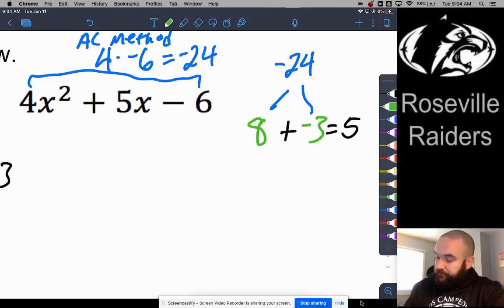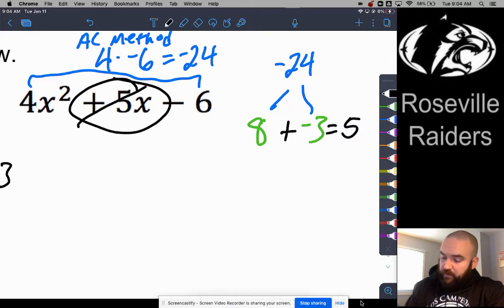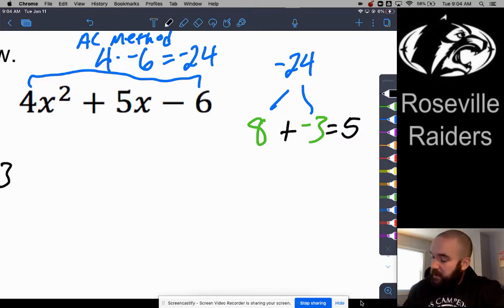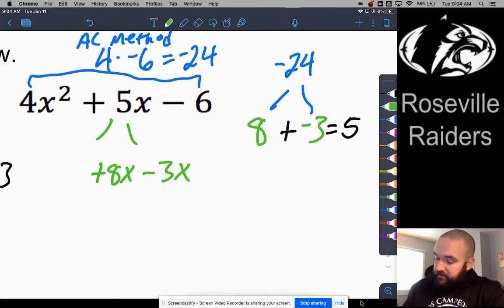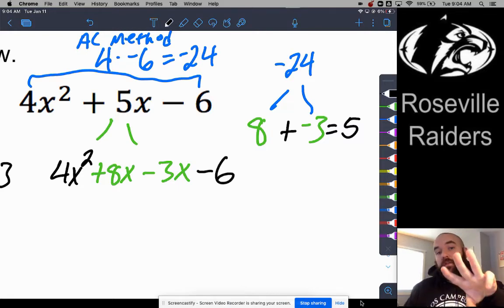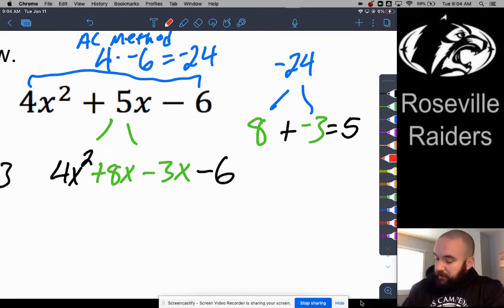Now remember what I do with that is I'm going to replace the middle term. Instead of plus 5x, I'm going to replace that middle term with plus 8x and minus 3x, which is still the same because 8 minus 3 is 5. I'm going to bring down the 4x squared and the minus 6. And now I've turned my 3-term trinomial into 4 terms, so I can split it up and factor by grouping.